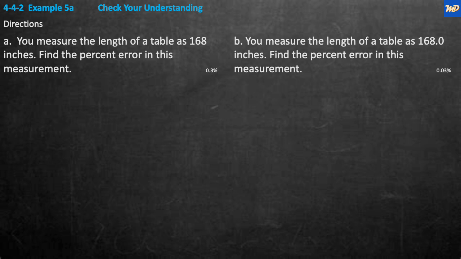So as you know, I'd like you to pause and try these on your own, but I'll read them first. You measure the length of a table as 168 inches. Find the percent error for this measurement. Here's problem B: you measure the length of a table as 168.0 inches. Find the percent error for this measurement. Okay, I'll wait for you.